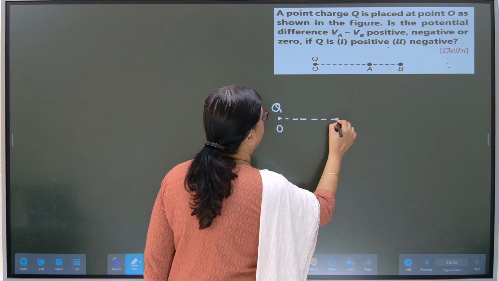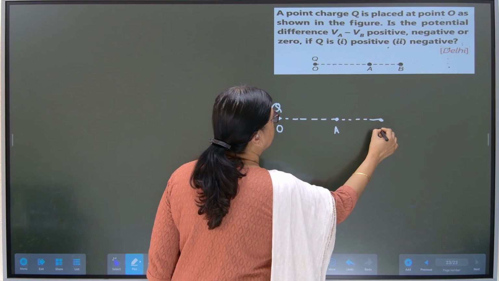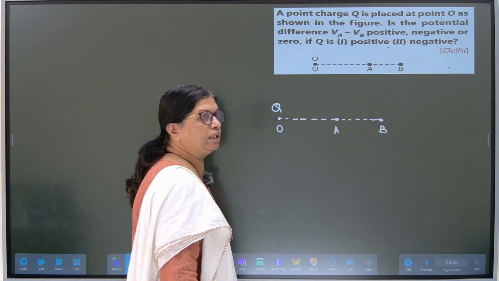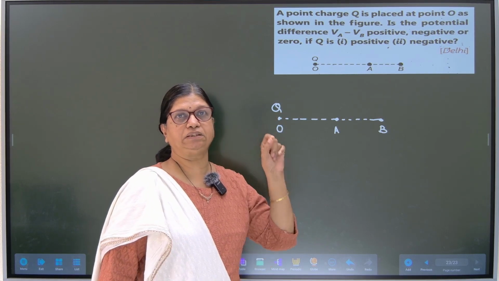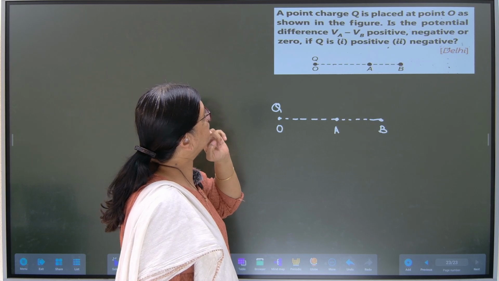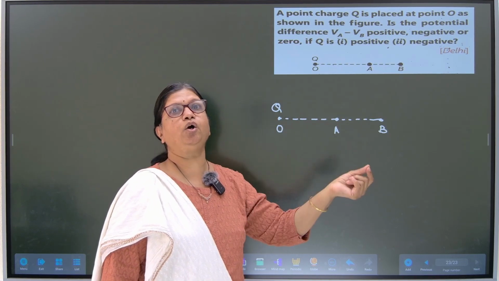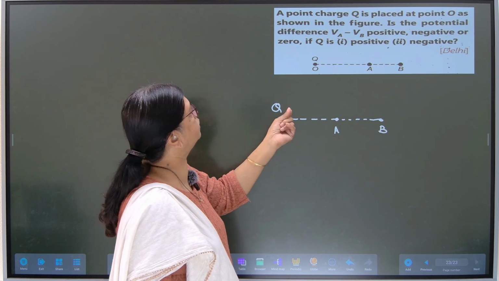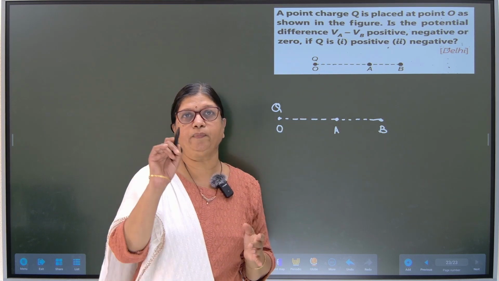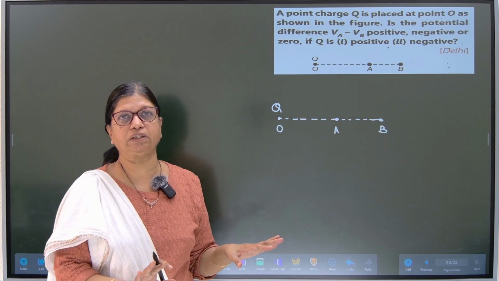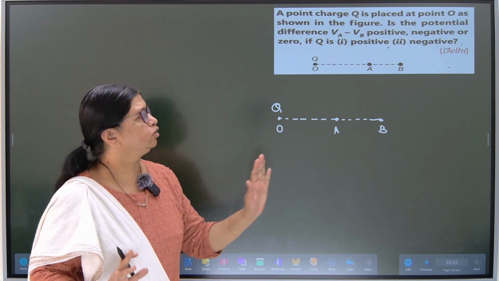and A is a point whose potential is VA, B is a point whose potential is VB, from the point O where we have placed a charge Q. Now here the charge Q is said to be either positive or negative. Depending on that, what will be the variation? That is the question. Is VA minus VB positive, negative or 0? So always when a numerical is there, you have to understand the question and what is actually asked and what is actually given. So this much is given.